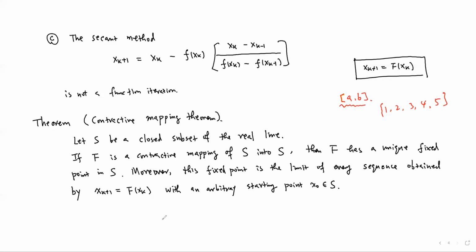I'm not going to give the details of the proof of this theorem. Let me just outline the proof. Arbitrarily pick a point. Then we have a sequence by this equation. The sequence is x0, x1, x2, x3, and so on.